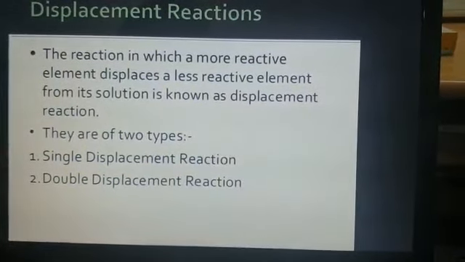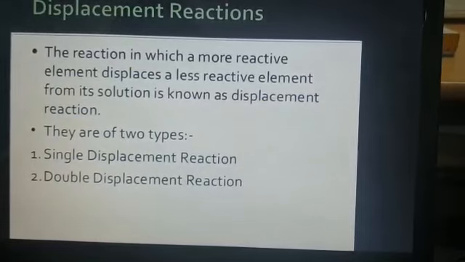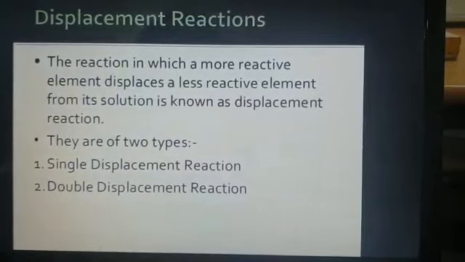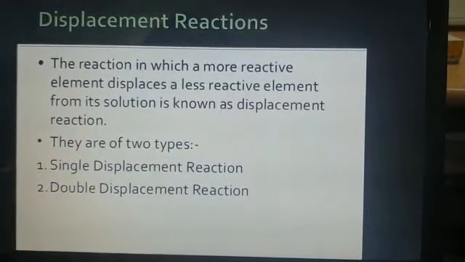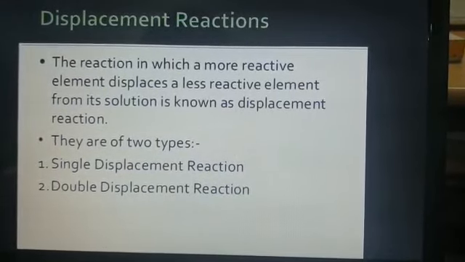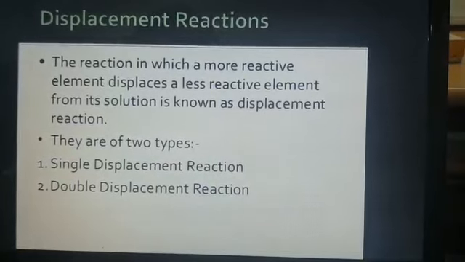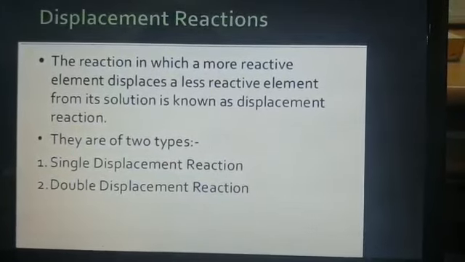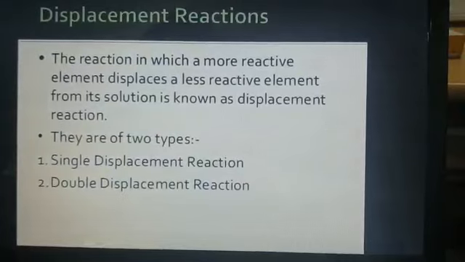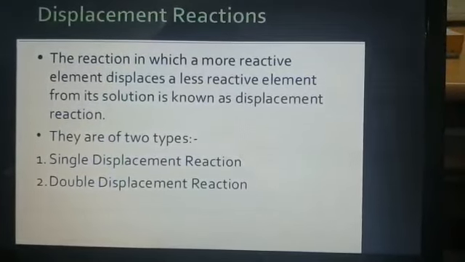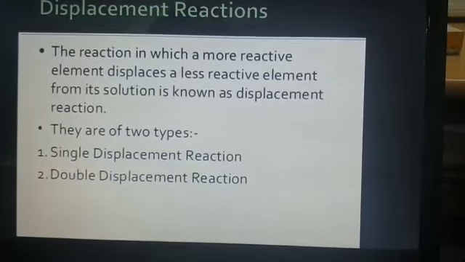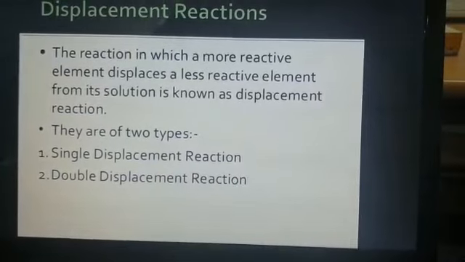Next type of reaction is displacement. Displacement, as the name suggests, means replace. One thing displaces the other. So a more reactive substance displaces a less reactive element. In this reaction, a more reactive element displaces a less reactive element from its solution. We take the solution of a less reactive element, and when we add a more reactive element to it, it displaces the lower reactivity element. They are of two types. First is single displacement and the second one is double displacement.